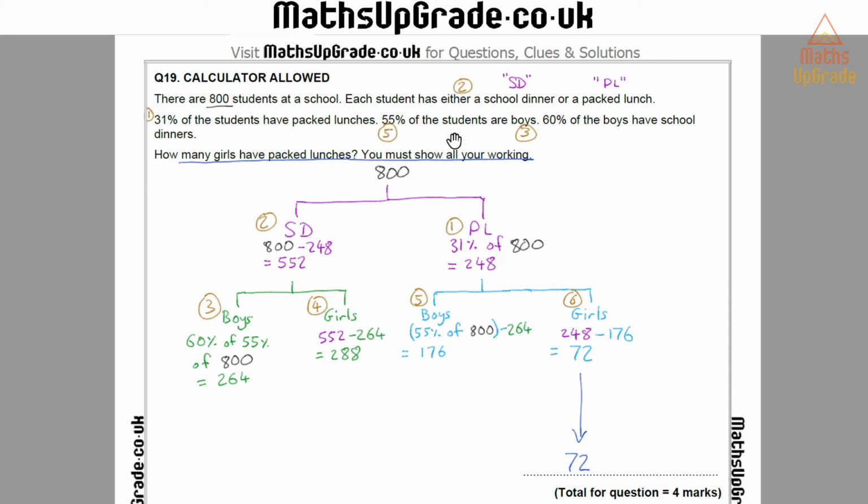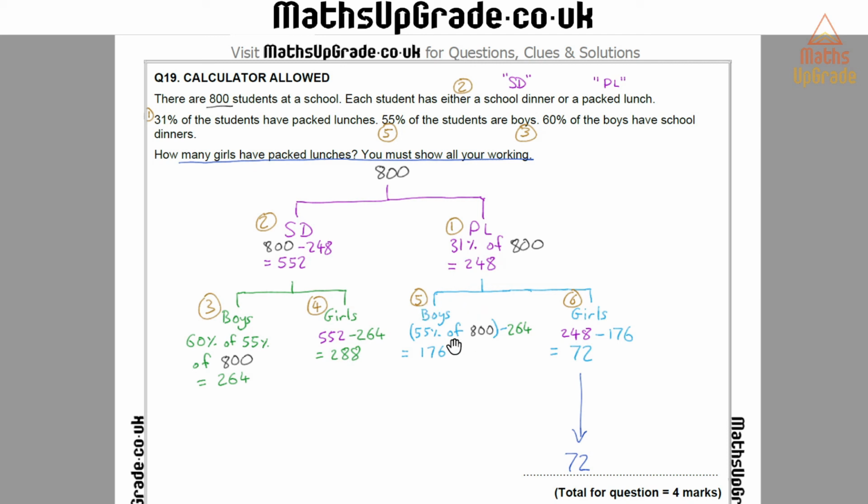It tells me here that 55% of the students are boys and 60% of them have school dinners. In other words, 60% of 55% of 800 is how many boys have school dinners. So in other words, do 800 times 0.55 times 0.6, and that gives you 264. Stage 4 in my working, I'm going to do the total number of students who have school dinners, which is 552, subtract the boys, so subtract 264, that leaves me with 288 girls.